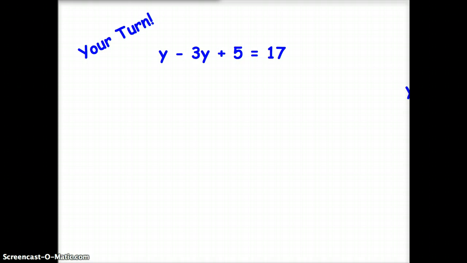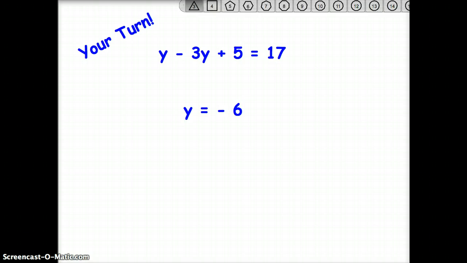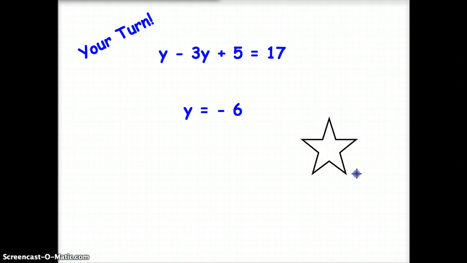Your turn. Pause your video and try this problem on your own. Did you get y equals negative 6? If you did, give yourself a hollowed out centered star.